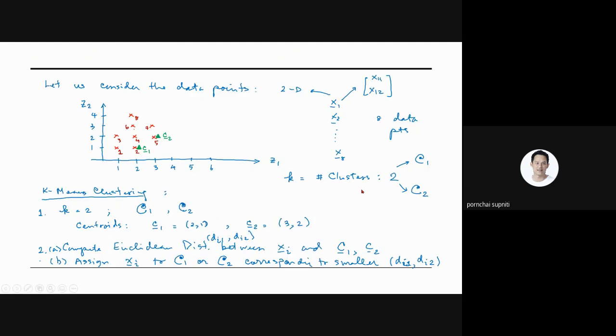So for step 2a and 2b, that's what I'm going to do. We will divide each page into 2 parts. On the left-hand side, it's going to be computation related to centroid 1. Centroid 1 is (2, 1), and centroid 2 is (3, 2). I have 8 numbers. I'm not going to compute all 8 in detail because I have already computed some of them, so that we can take a look together.